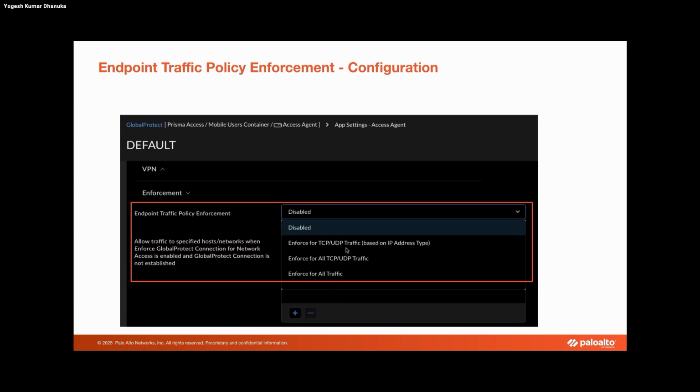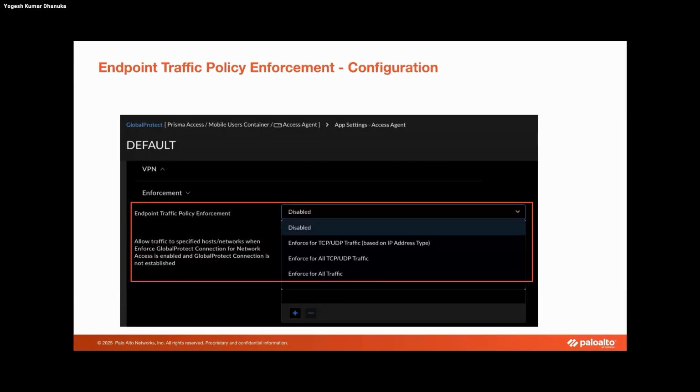As you would probably remember from the video demonstration, when we are talking about TCP UDP traffic based on IP, we are focused on, for example, if the GP client is connected and on that system, you have IPv4 and IPv6 both as a dual stack interface. I mean, they are accepting connection. So in that case, if the tunnel is IPv4 type, the enforcement applies on IPv4 type and not on IPv6.